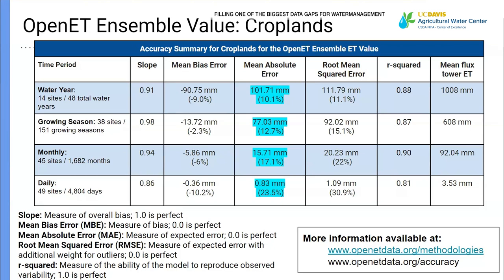So the table that I have up here is the results that they got for croplands as a general category. And you can see that for water year and growing season, that's a pretty reasonable, I think pretty impressive result that you're getting, below 13% in terms of mean absolute error. Of course, the errors start to increase as you start getting shorter time steps. So when you go to monthly, we're looking at about 17% mean absolute error, and then daily is higher at 23.5%.